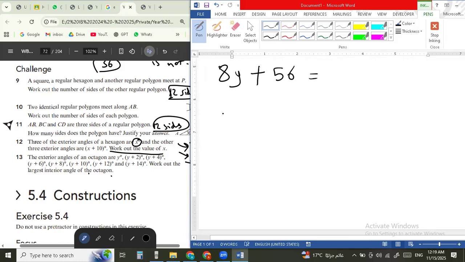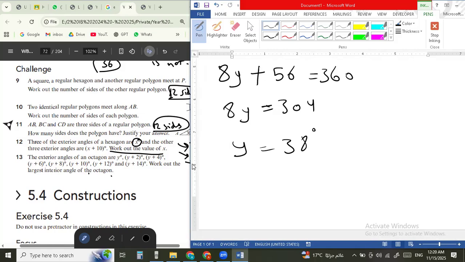All of this adds up to the exterior angles. All the exterior angles add up to 360, we learned. Let's solve the equation. So 8y equals 360, and moving the 56 to the other side gives exactly 304. So y equals 304 divided by 8, which is exactly 38. So y is 38 degrees. Is this what they want? They want the value of y? No, no, no. It's not like question 12.